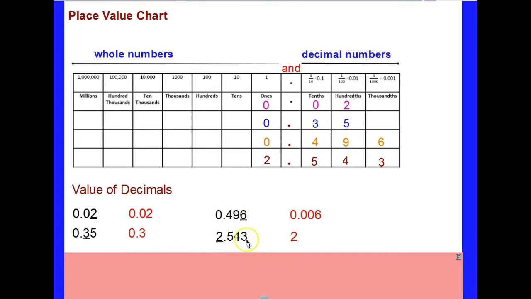2 and 543 thousandths, I want to know the value of the digit 2, and it would simply be 2 because 2 is in the ones place and 2 represents that digit 2.